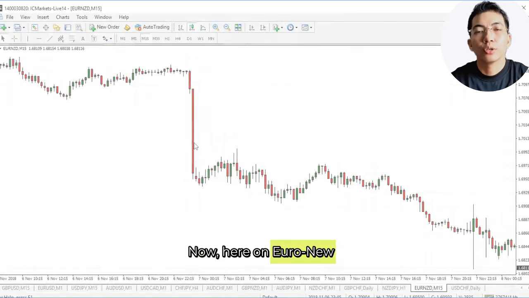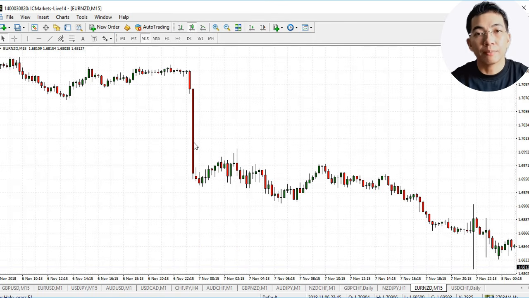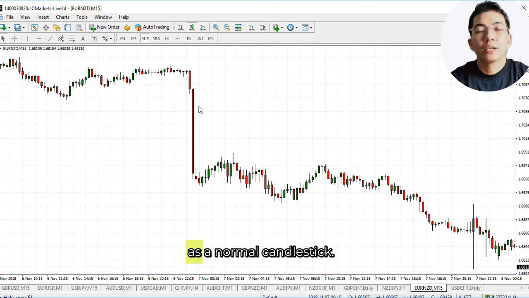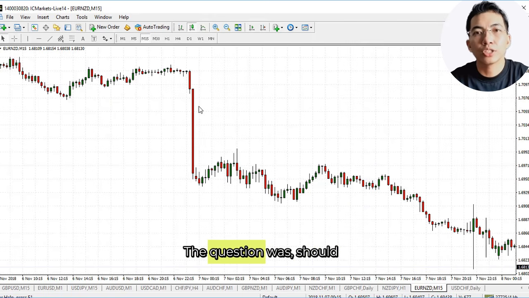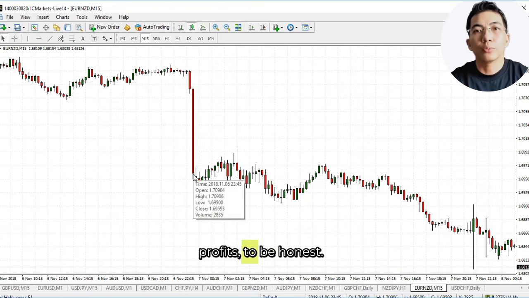Now here on Euro New Zealand dollar we have a candle of 150 pips where all the others are about 10 pips. I believe that this is a false representation of what usually this kind of candlestick tells you. This is a fast action, probably on an important news. It shouldn't be treated as a normal candlestick. The question was, should I take my profits after this candle or should I expect the downtrend to continue? I will take my profits, to be honest.